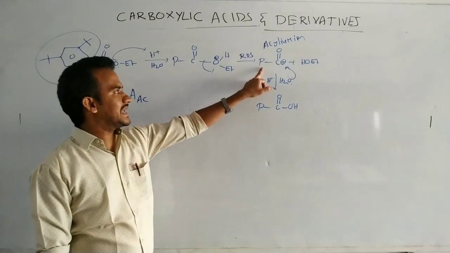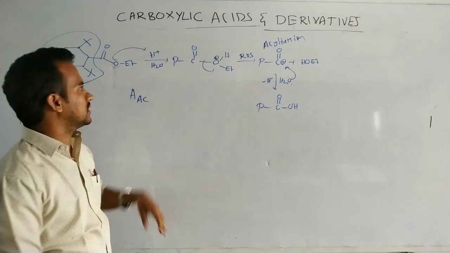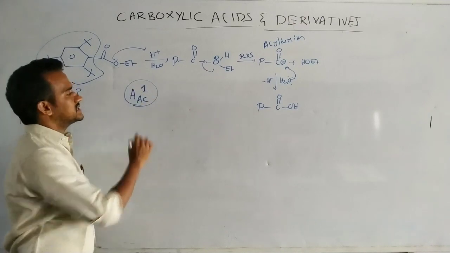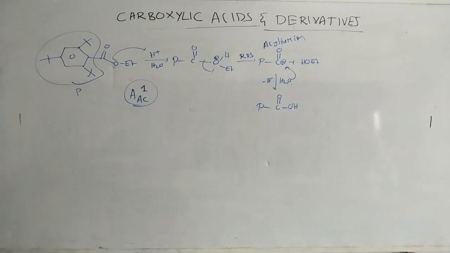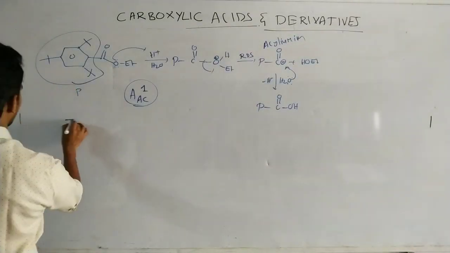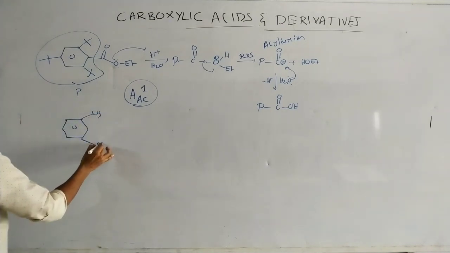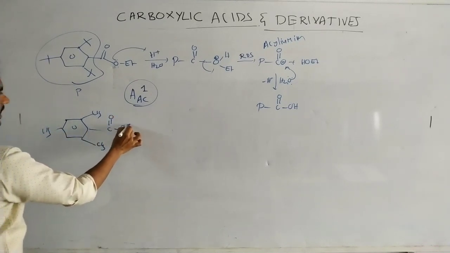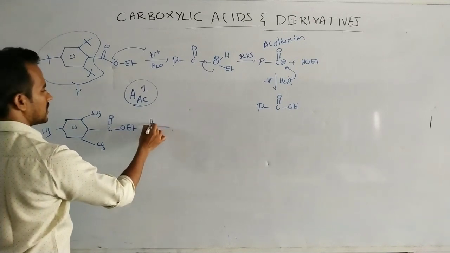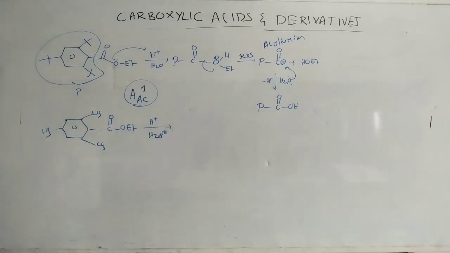So in this case, acyl ion formation is the rate determining step. This step involves only one molecule. So molecularity 1, AAC1. That is my condition, the AAC1. Suppose another example, again sterically hindered. In this case CH3, CH3 and CH3, C double bond O, OEt, here H plus and H2O 18.